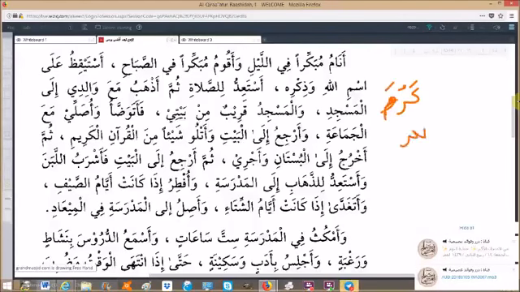Karuma yakrumu, meaning to be noble, to be honorable, right? From the noble or the honorable Quran. Thumma, as we said, and then it benefits us order. Akhruju from kharaja yakhruju, right? Ila al-bustan.